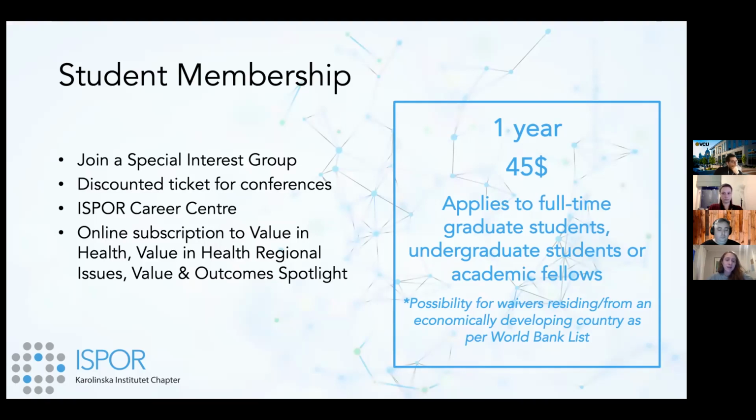And then you get the online subscription to the 3 journals that ISPOR has: Value in Health, Regional Issues, and Value and Outcomes Spotlight. And the student membership is for full-time graduate students, undergrad students, and academic fellows.